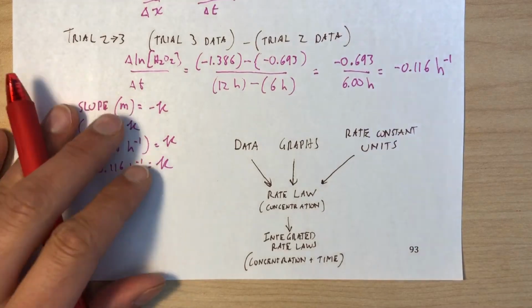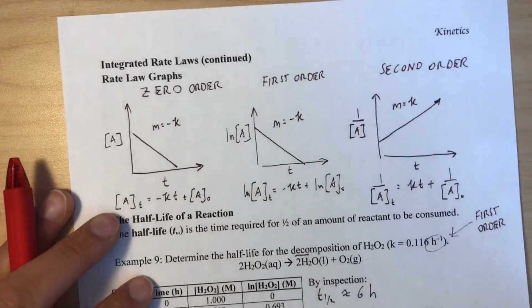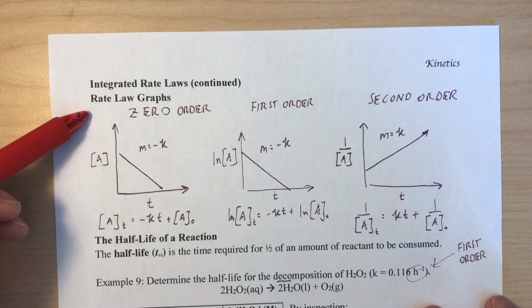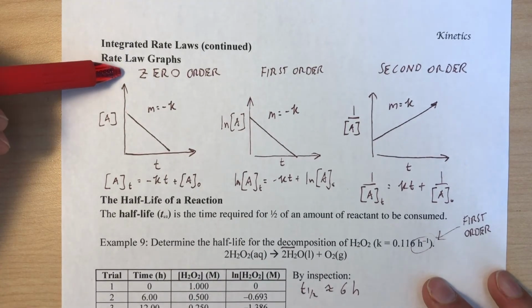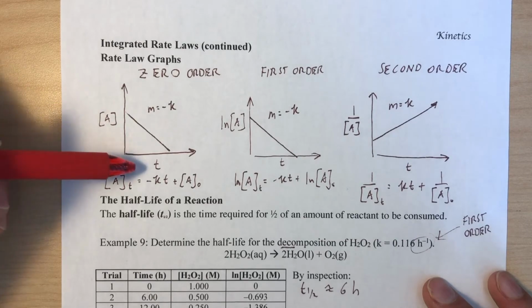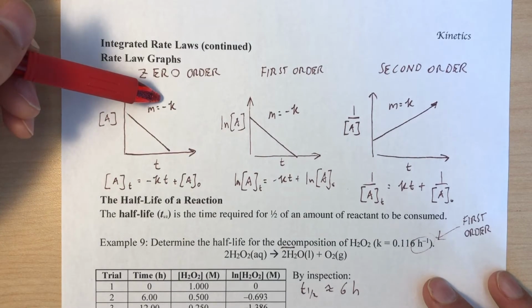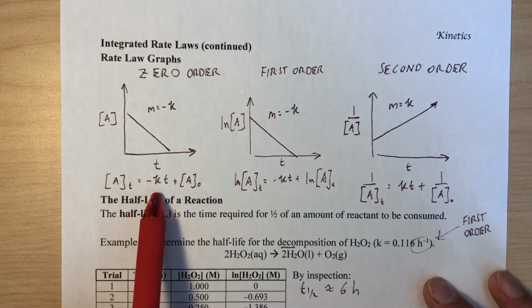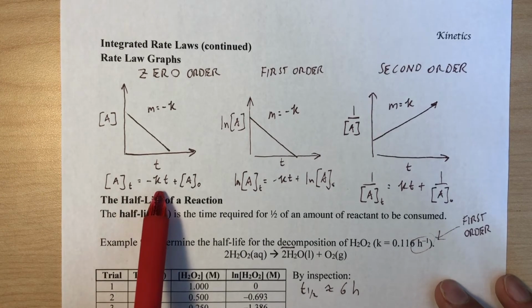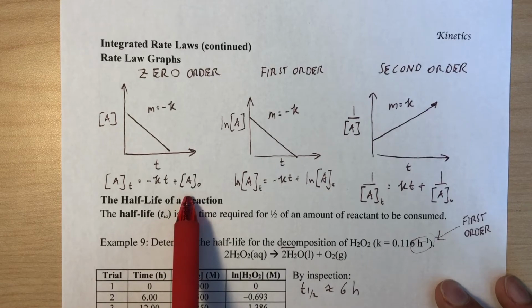Let's now take a look at graphs for other orders. If we continue with our integrated rate laws, here are our rate law graphs for the following situations. A zero-order rate law graph looks like this, where the concentration of A is plotted against time, your slope is negative k, and the equation for the linear line is the concentration of A at t is equal to negative kt plus the concentration of A initially.